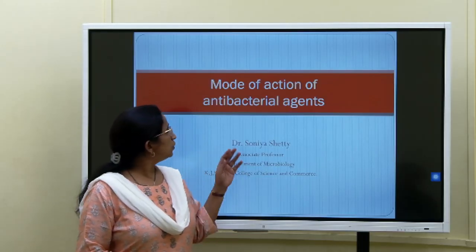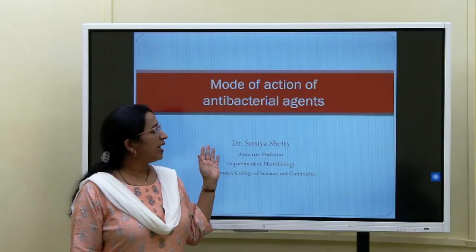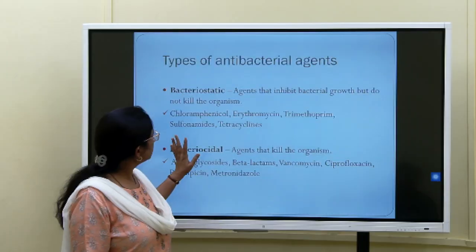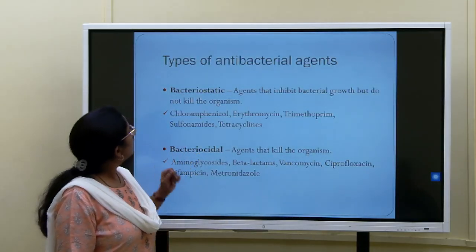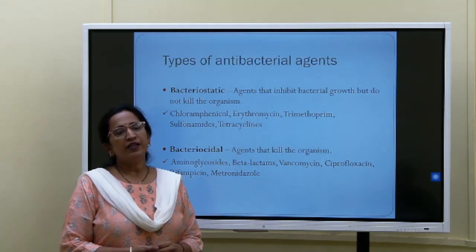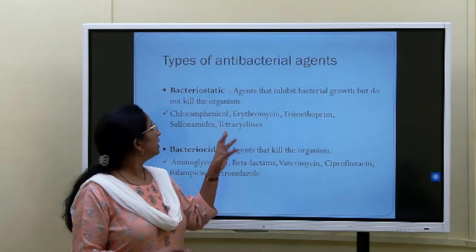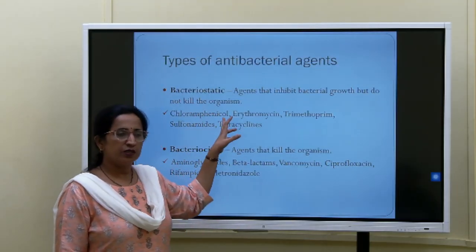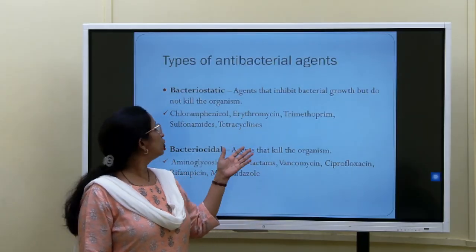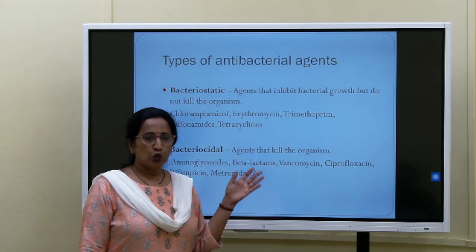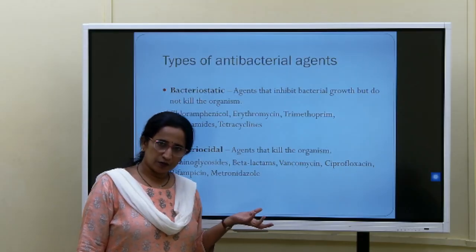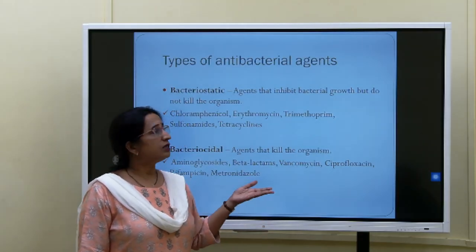Today, we are going to see the mode of action of antibacterial agents on bacteria. Antibacterial agents can be broadly divided into two types. First, bacteriostatic agents. These are the agents which inhibit bacterial growth but do not actually kill the organism. So when the bacteriostatic agent is removed from the environment, the bacteria may again start growing.